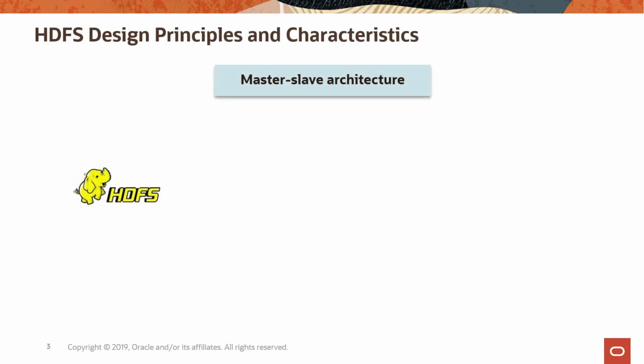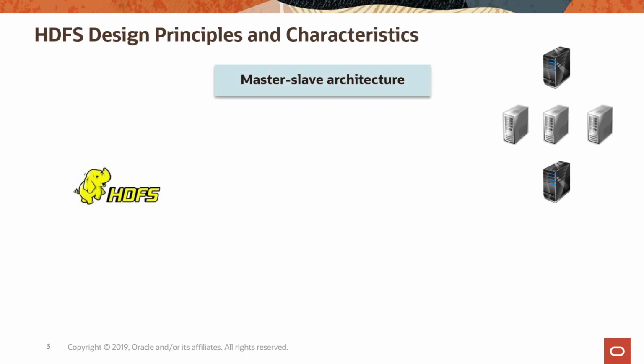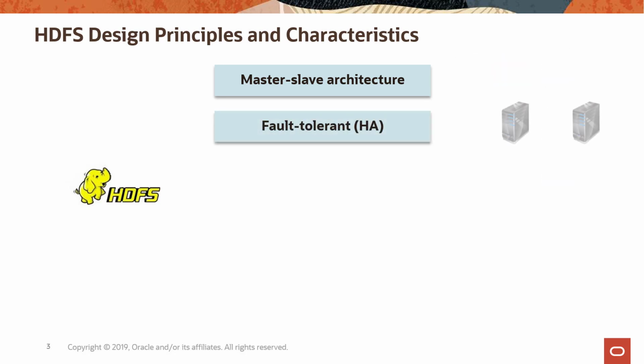A Hadoop cluster is made of master and worker nodes, which are physical servers that are used for both distributed storage and distributed processing of massive amounts of data. HDFS is fault-tolerant. Therefore, detection of faults and quick and automatic recovery from failures is a core architectural goal of HDFS.